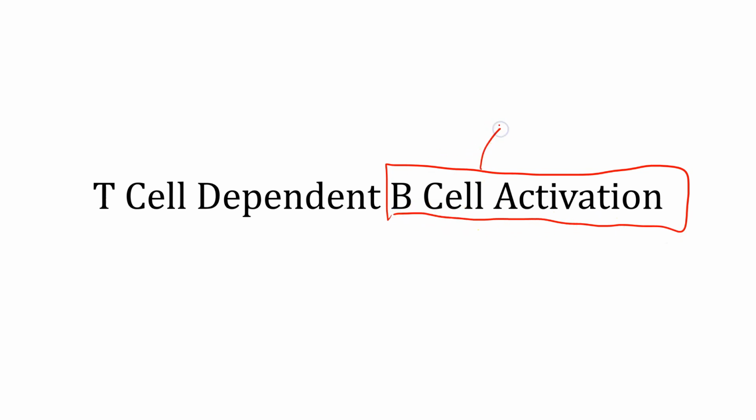All right, so one very important part of the humoral immunity is activating a B cell. B cells are the champions that make antibodies, and B cells can either be activated by T cells through a process known as T cell dependent B cell activation, or B cells can be activated without T cells in a process known as T cell independent B cell activation. We'll talk about both of these here briefly.